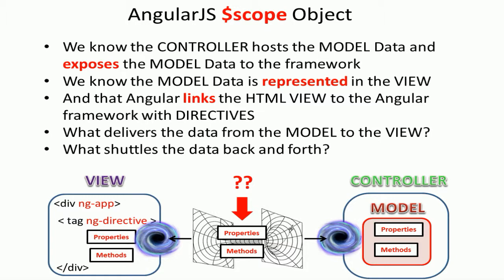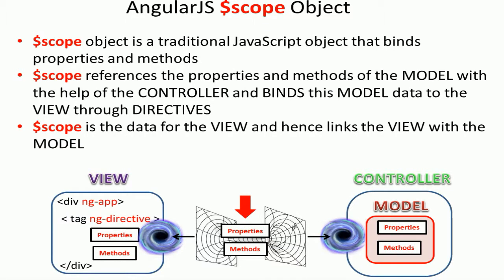Then, in the fundamentals video, we were introduced to directives and learned that Angular links the HTML view in a bidirectional manner to the scope object with these directive constructs. With this introduction, it should now be very clear what is responsible for the bidirectional transfer of data between the model and the view. Yes, the Angular scope object. It is responsible for this bidirectional data synchronization process.